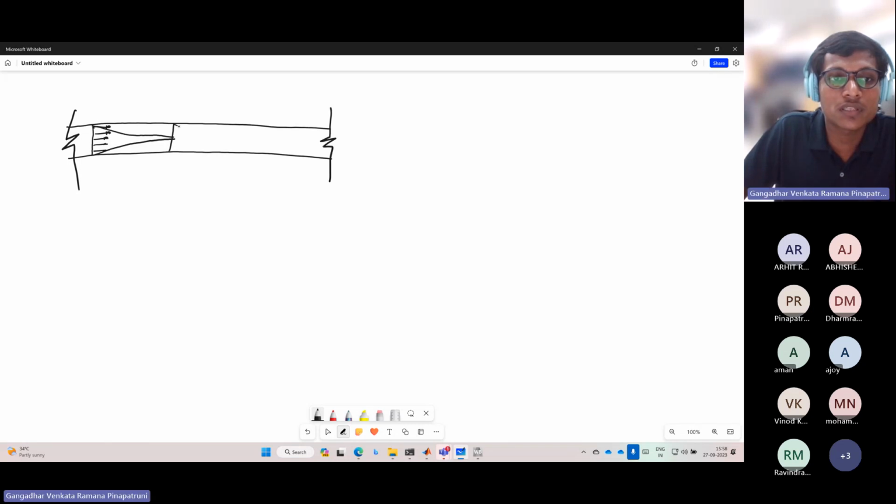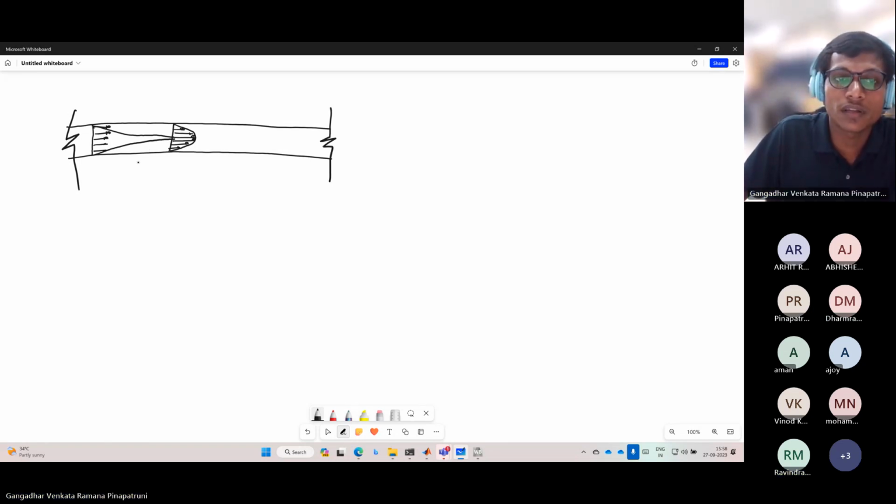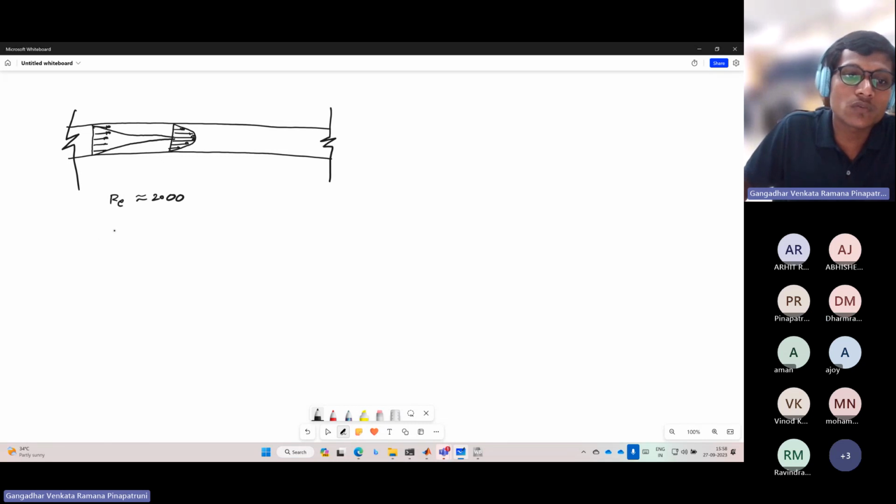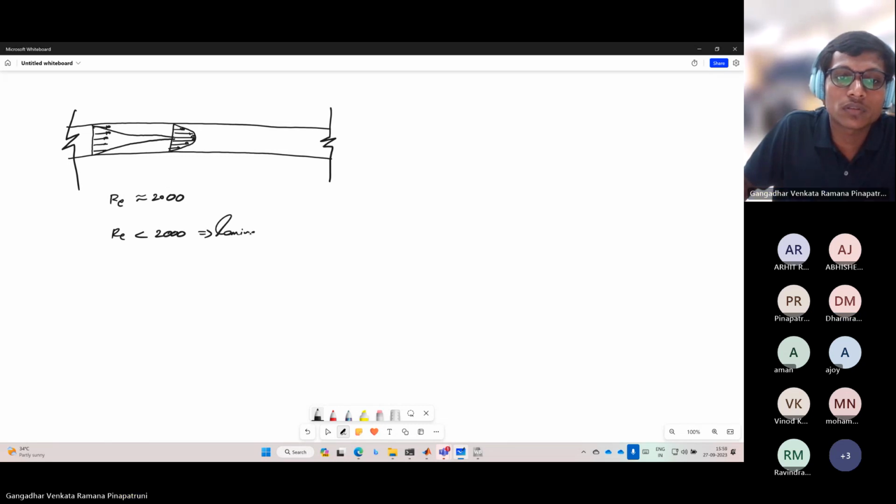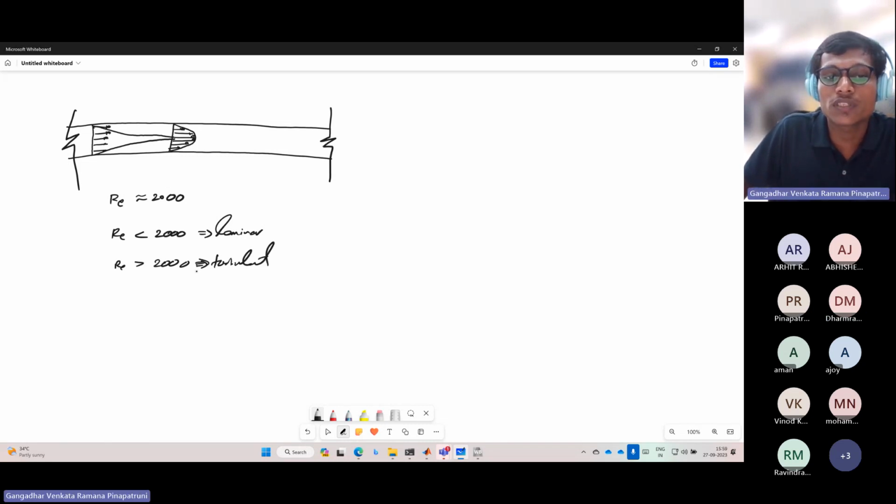Many of you might have seen this particular diagram: the developing region, the fully developed region, and the shear force distributions. In this kind of scenario, generally people say that if your Reynolds number is below 2000, this is called a laminar zone. And if it is above 2000, there will be a transition, and then everything turbulent. So in this in-between zone we also see the transition to turbulent.